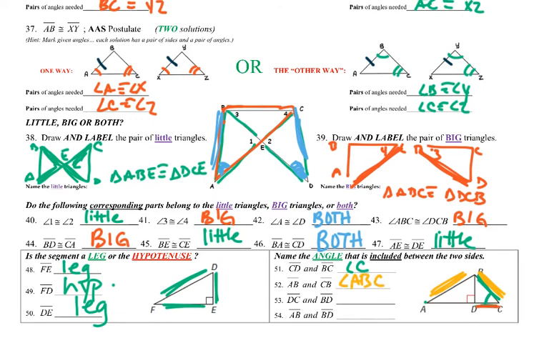Let's see, DC and BD here. Again, I can't just say angle D. I'd have to say BDC. And then the last one is AB and BD. So I'd have to say angle ABD. So there you have it, Chapter 5 review.